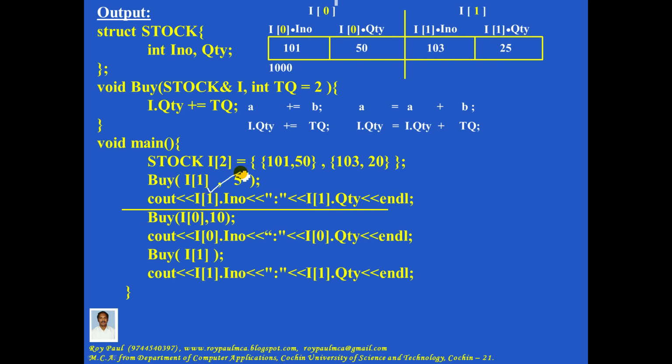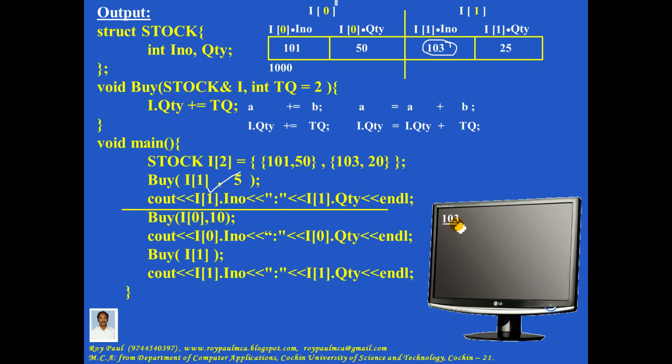Here you get the first line of the answer. I of 1 dot item number is 103. So in the computer's monitor, you get 103. Now after that, a colon is there. So here you get a colon. After that, I of 1 dot quantity, it is 25. So in the computer's monitor, you get 25. And because of this endl, the cursor will go to the next line. After this, it goes to the next line.